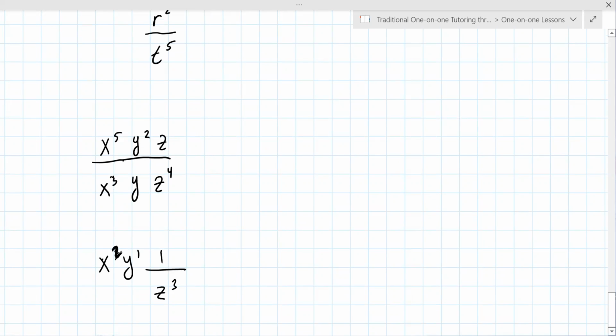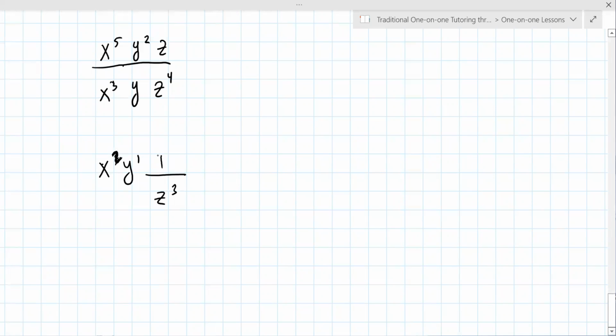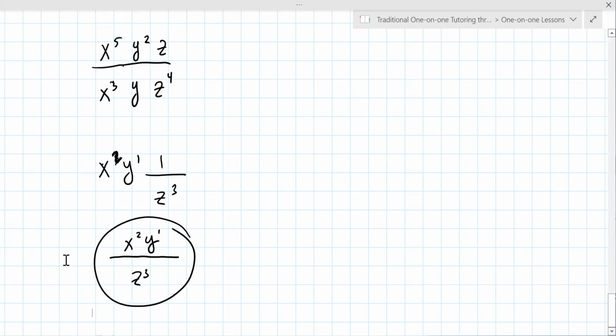I mean, your problems will be in front of you in a test or quiz. While this is correct, your teacher does not want to see a 1 in the numerator. So you would want to write this, and you can put the power of 1 here if you want for y. This is what they want, though. Okay, now let's look at another problem.